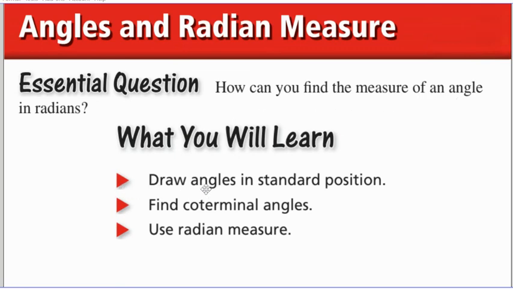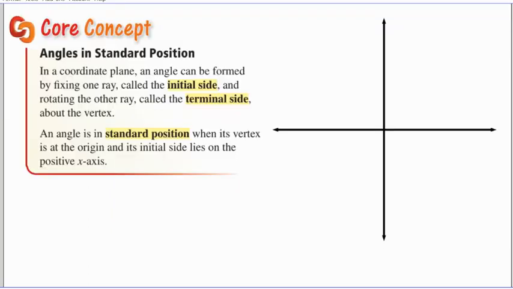Okay, we're going to be drawing angles in standard position, finding coterminal angles, and using radian measure. Okay, so first, what is an angle in standard position? Well, an angle in standard position has an initial side and a terminal side. Okay, so if you want to draw an angle, say a 90-degree angle in standard position, you would always use the positive x-axis, right, as your initial side.